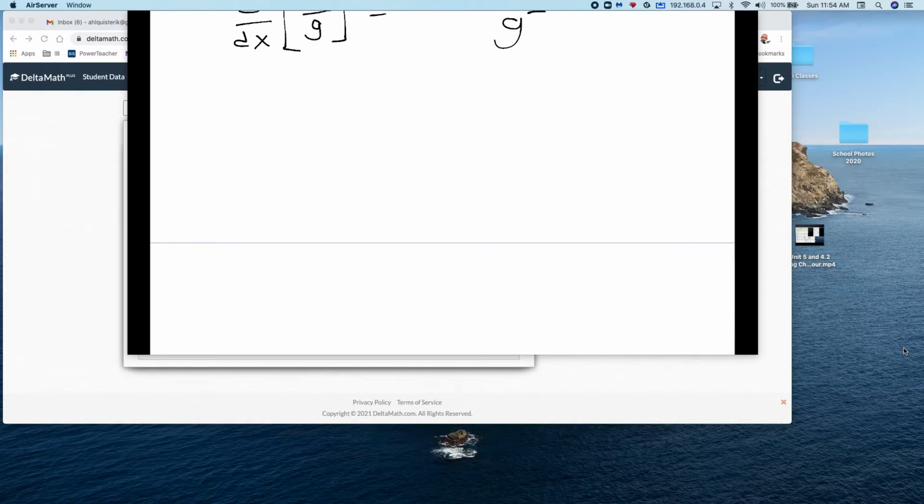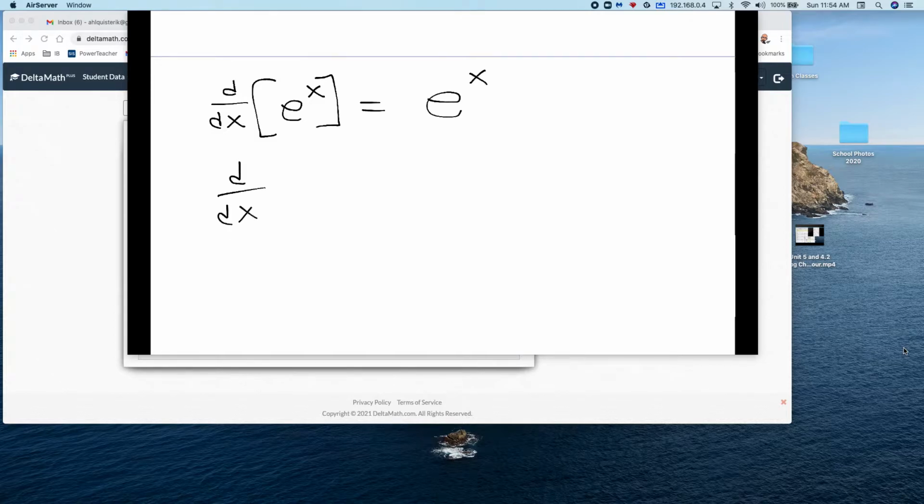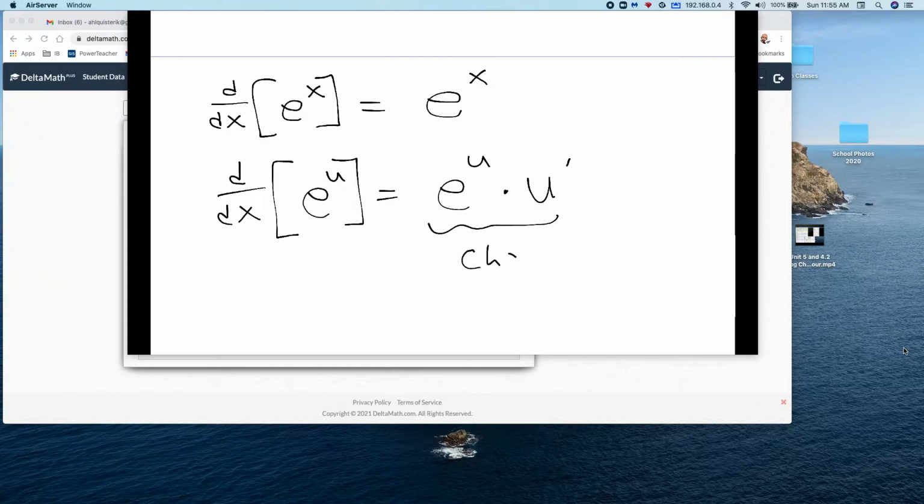Remember that when you differentiate e to the x, you simply get e to the x. Now, you are going to have to know that if you differentiate something that is other than just x, you will have to use the chain rule. So this is a chain rule thing. Okay, so just know that.